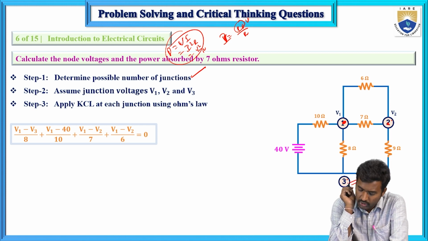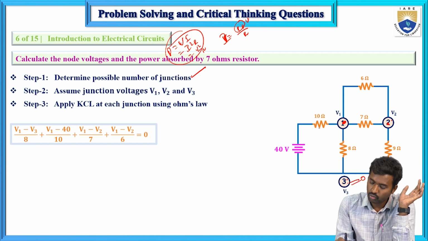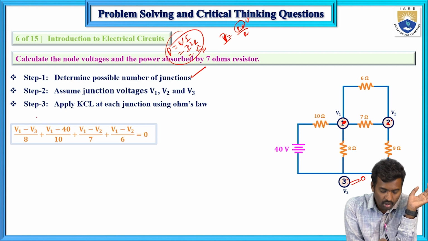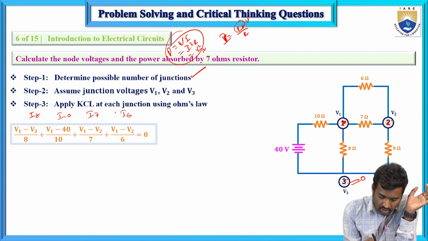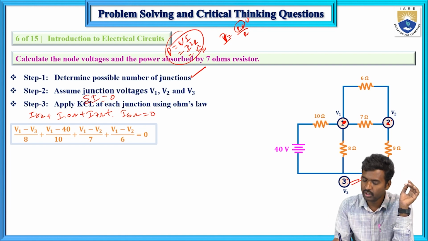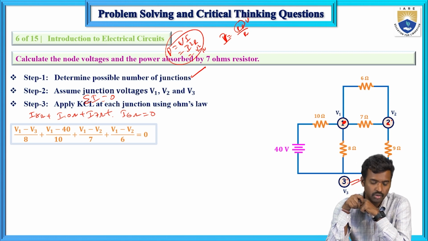So what are the potential differences? First, how many elements are connected to junction 1? The 10 ohm, 7 ohm, 6 ohm and 8 ohm resistors. Here this is the 8 ohm current, this one is the 10 ohm, this one is the 7 ohm, and this one is the 6 ohm current. According to KCL, the sum of currents at a node equals 0. All currents at junction 1 must sum to 0. That is Kirchhoff's current law.